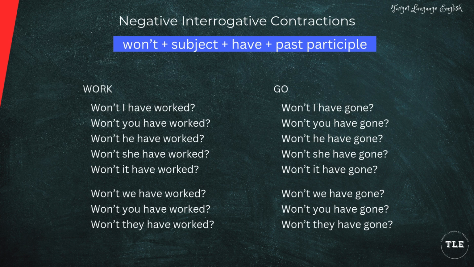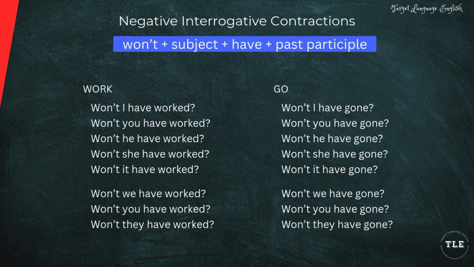Plural, won't we have worked? Won't you have worked? Won't they have worked? The verb go, singular. Won't I have gone? Won't you have gone? Won't he have gone? Won't she have gone? Won't it have gone?